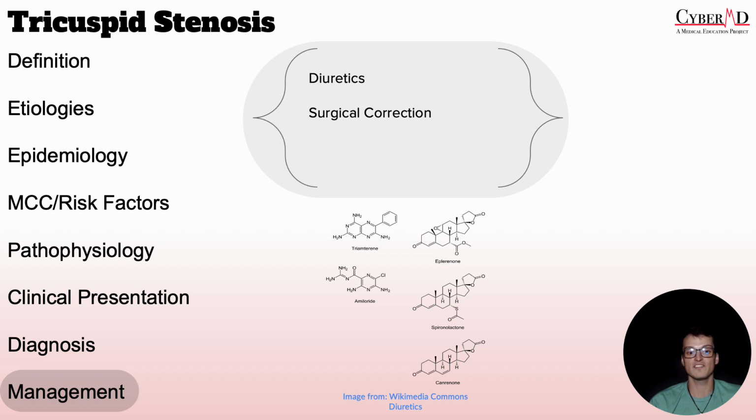Interventional approaches such as percutaneous valvotomy or surgical correction are typically recommended for severe cases or if it progresses and there is severe or significant regurgitation.